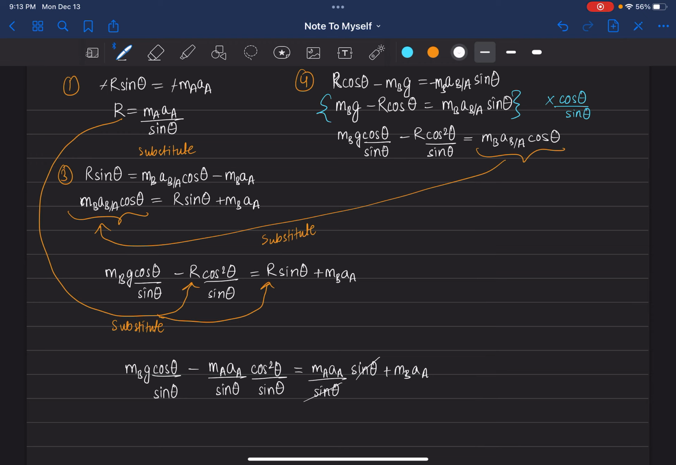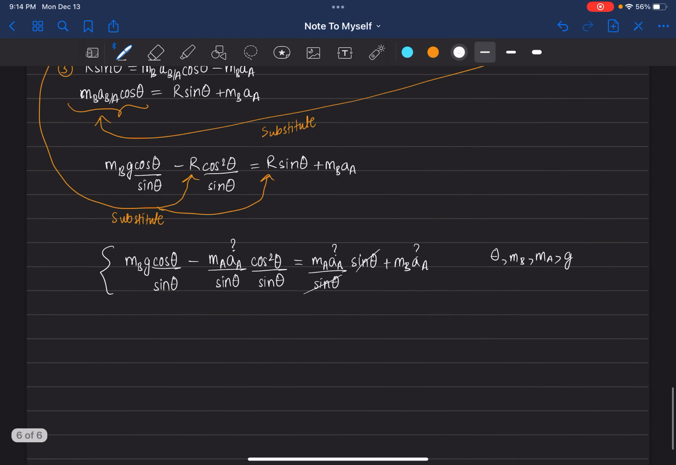So in this case, look at this equation. My only unknown in this is the acceleration of a. That is my only unknown. Everything else I know, right? Because theta will be given to me, m of b will be given to me, m of a will be given to me, and we know gravity is just a constant g. So my only unknown is a of a. So I can find an equation for a of a with respect to everything else.